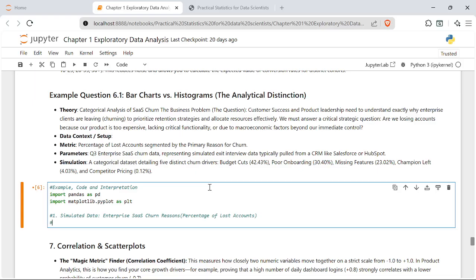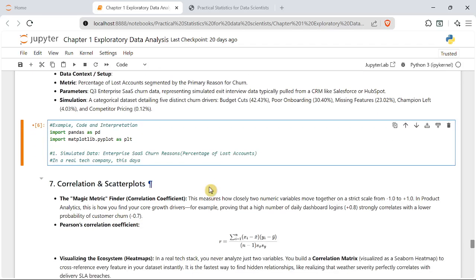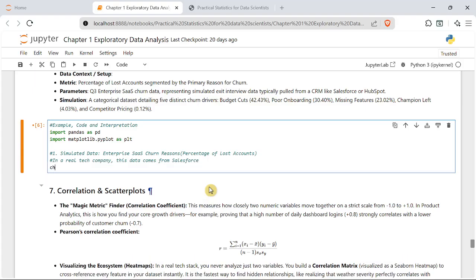Okay. In a real tech company, this data comes from Salesforce or a similar platform. So let's create the churn data.